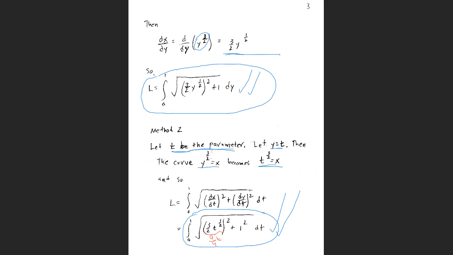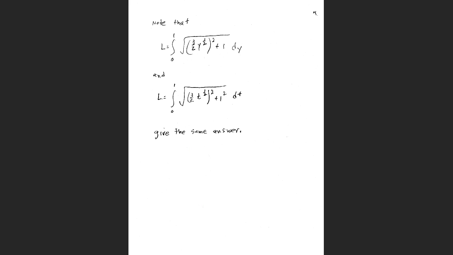But here's an important thing. We have two formulas for the length. And if we look at these formulas side by side, even though one has a variable y and the other has a variable t, they're still the same integrand. You see that? So you're going to get the same answer. They're the same integrand.